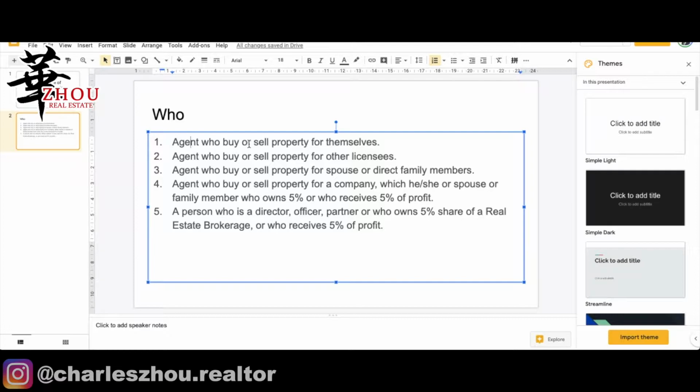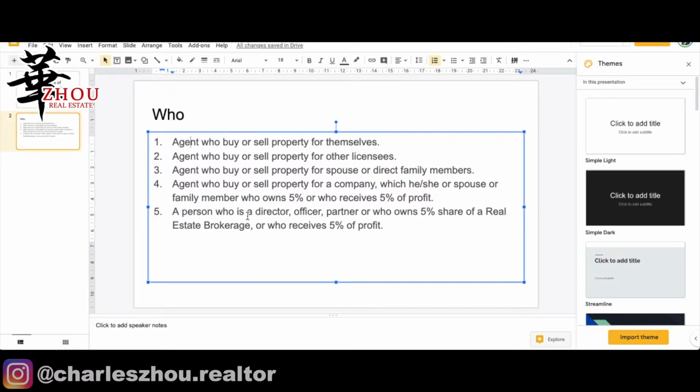Agents who buy or sell properties for themselves must disclose. Agents who buy or sell property for other licensees have to disclose. Agents who buy or sell property for a spouse or direct family members have to disclose this form. And an agent who buys or sells property for a company which he or she, or a spouse or family member, owns 5% of or receives 5% of profit from has to disclose.